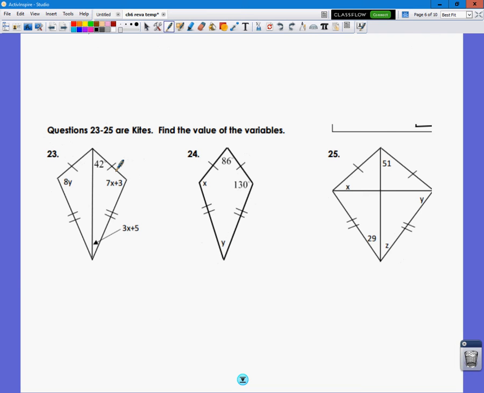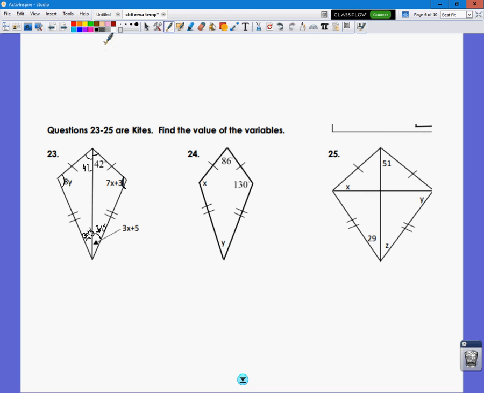Number 23 through 25, use the properties of a kite. Remember that in a kite, the diagonal that goes between the two congruent pieces does bisect that angle. So if this was 42, over here would be 42. If this was 3x plus 5, this is also 3x plus 5. Opposite angles, the angle that's between the two non-congruent sides would be equal.